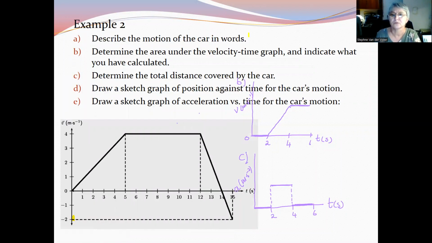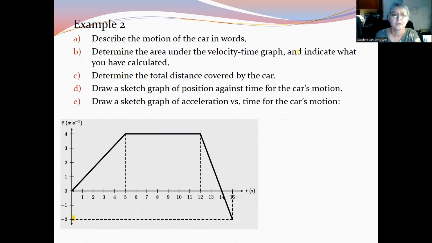Right, let's clear all these drawings. The next example gives us this graph, and it says that we need to describe the motion of the car in words. We need to determine the area under the velocity time graph and indicate what you have calculated. We need to determine the total distance covered by the car. We need to draw a sketch graph of position against time for the car's motion. And we need to draw a sketch graph of the acceleration versus time.